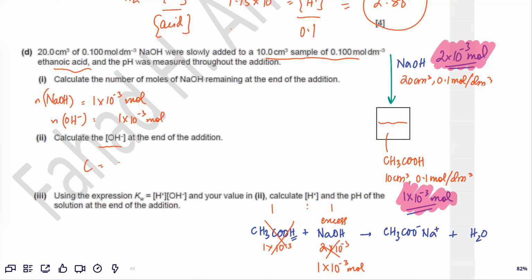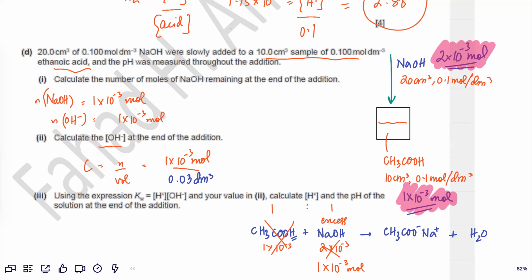How do you find concentration? Concentration is moles divided by volume. You do have the moles, 1 times 10 to the minus 3. So what is the volume after the addition? You're adding 20 cm cube to 10 cm cube. So the final mixture would have how many cm cubes? 30 cm cube. Is this clear as well? Yes, sir. Which is in dm cube 0.03 dm cubes.